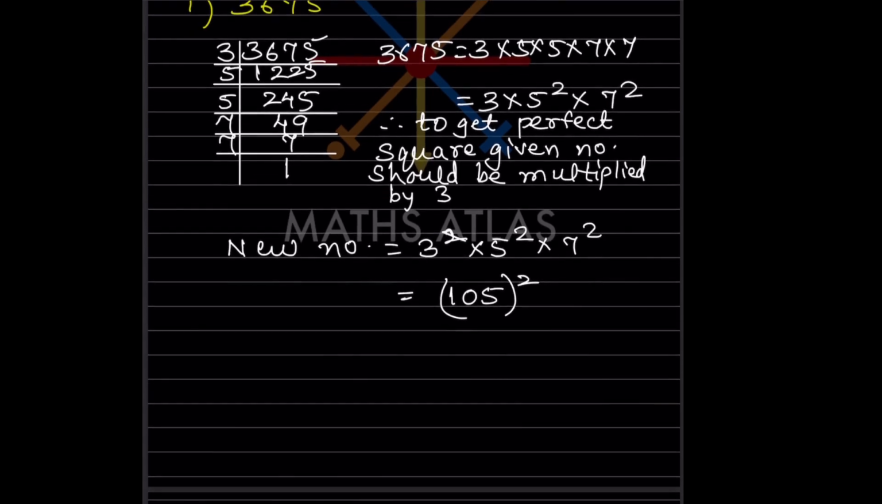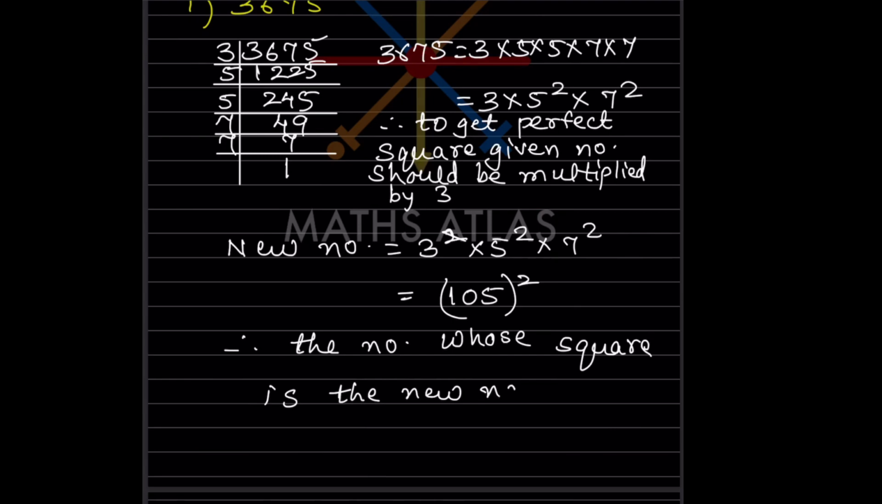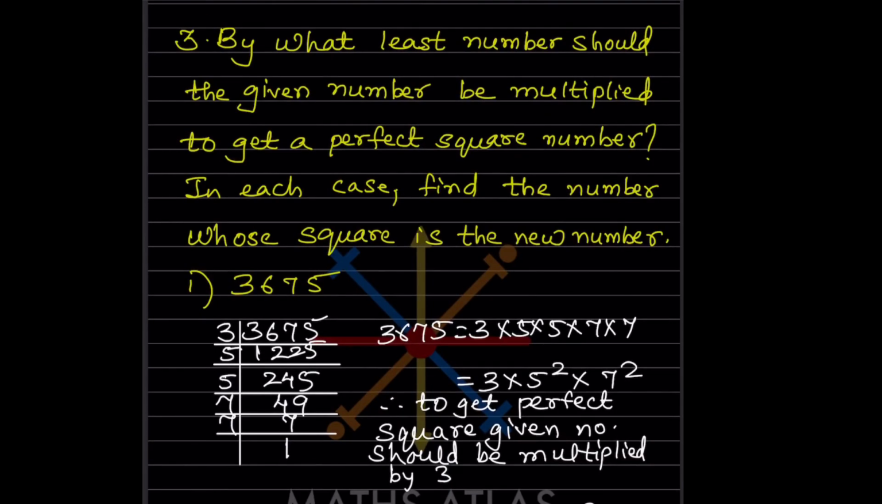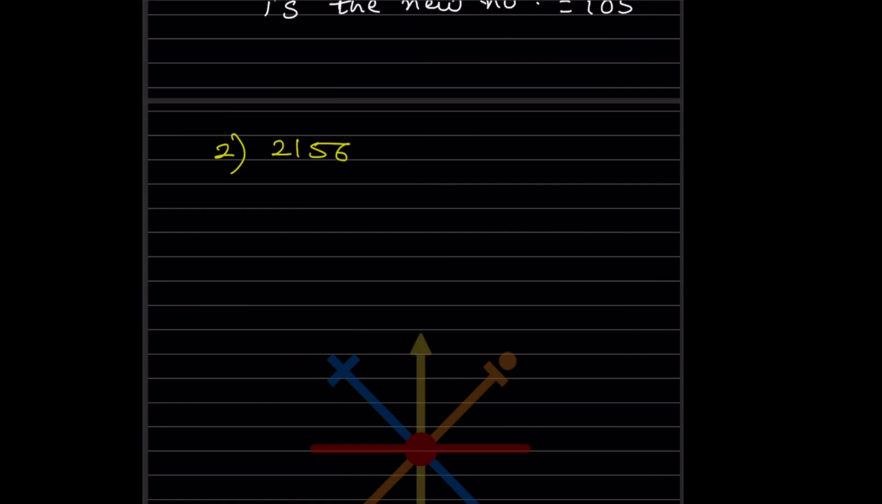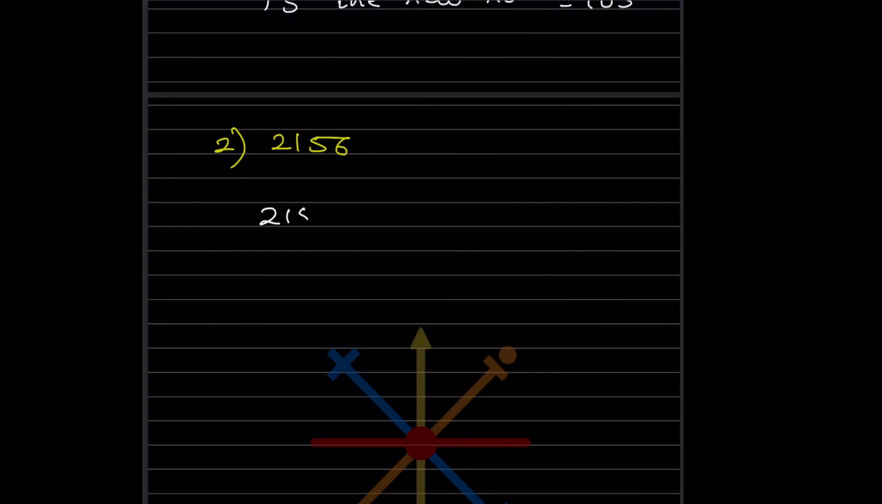So we can write here, therefore the number whose square is the new number is 105. So they have asked now, in each case find the number whose square is the new number. So hope that is clear. Everything is the same, only we have to see the pairs and we have to put that one. So that is going to be the new number.